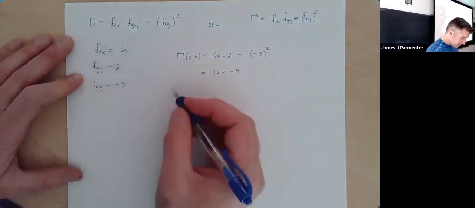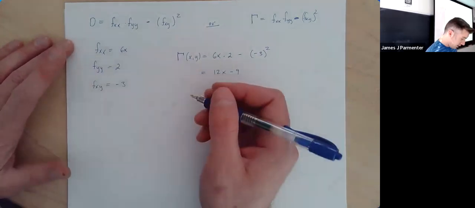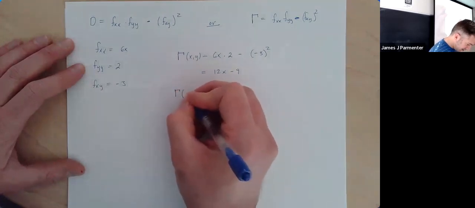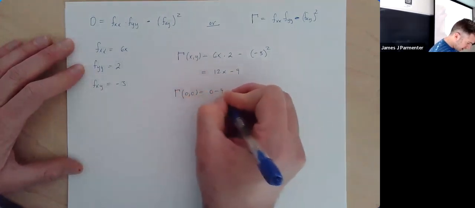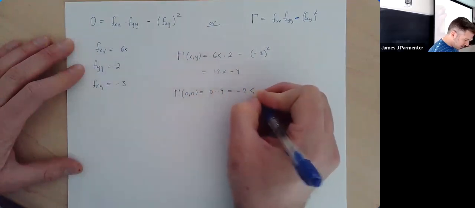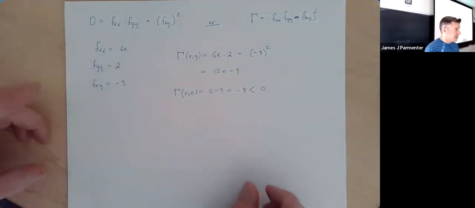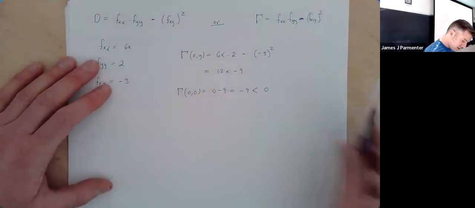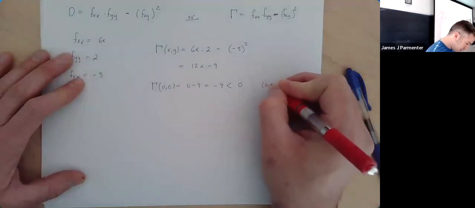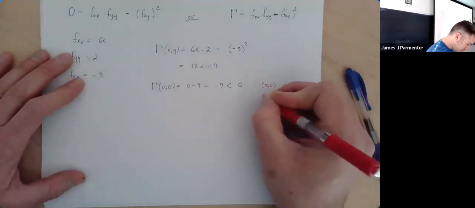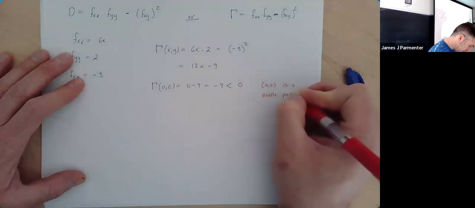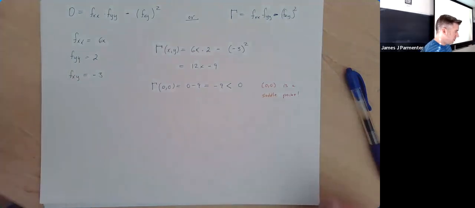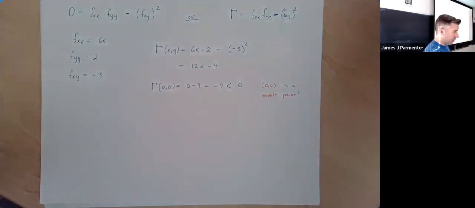So if we plug in 0, 0, because that was one of our critical points, capital gamma of 0, 0 is going to be 0 minus 9, which is negative 9. We'll talk about this in a second, but when you get a negative value, that means we get a saddle point. So 0, 0 is a saddle point. Whenever capital D is negative, the point you plugged in gives you a saddle.